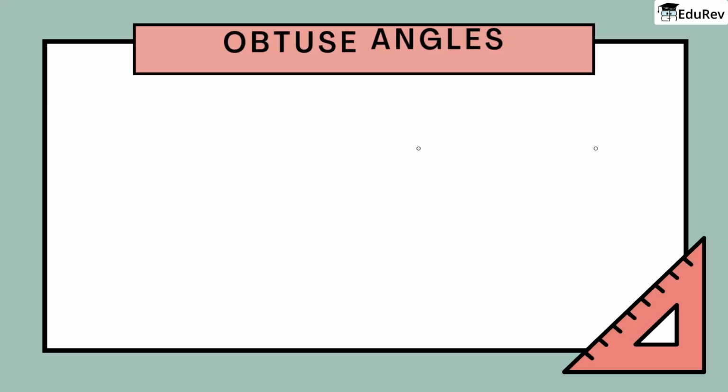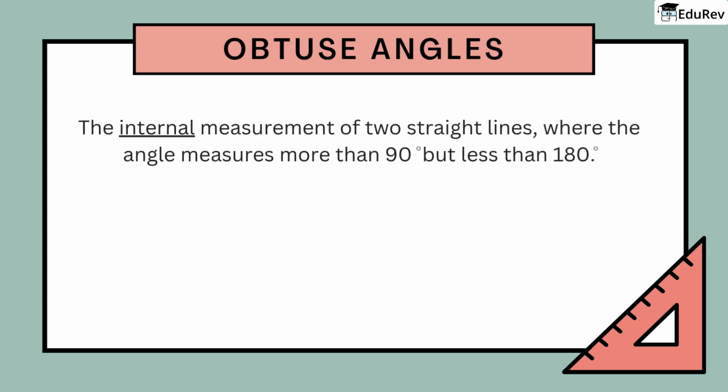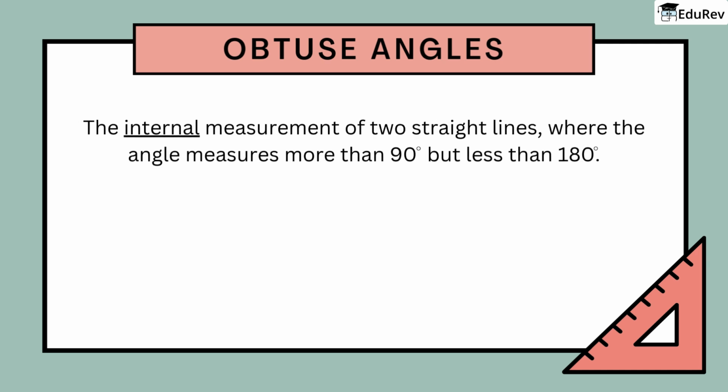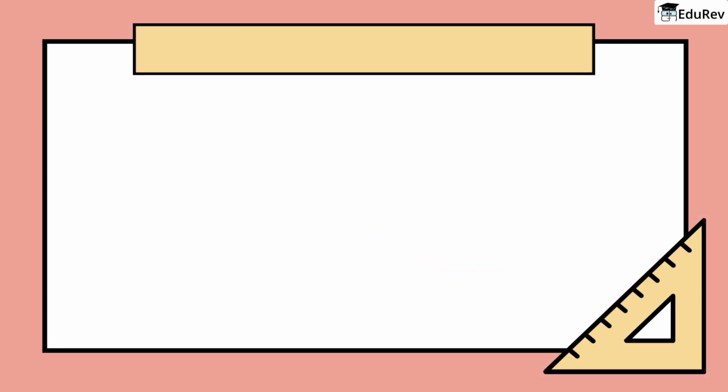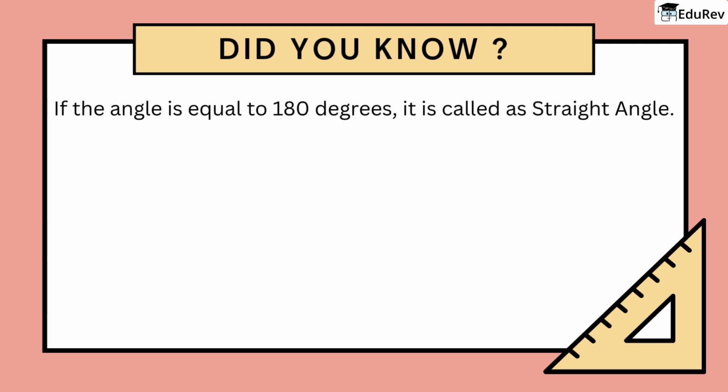Next, we have obtuse angles. The internal measurement of two straight lines, where the angle measures more than 90 degrees but less than 180 degrees, can be 120 degrees or 150 degrees. Did you know? If the angle is equal to 180 degrees, it is called a straight angle.